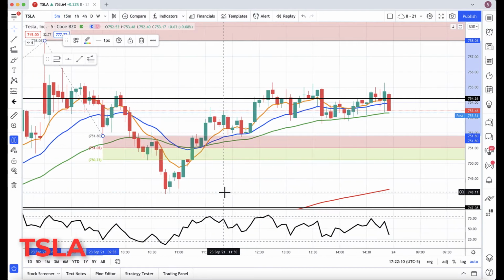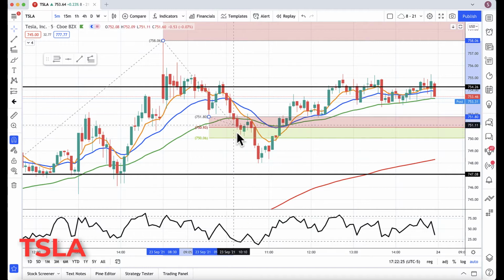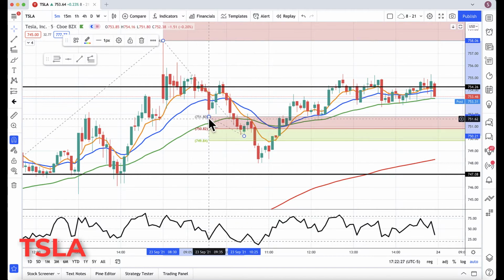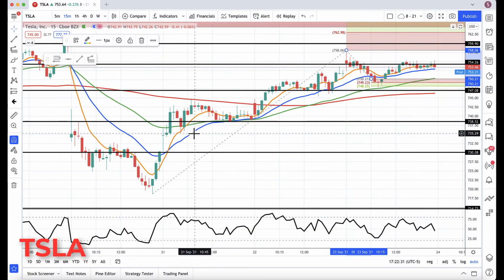That gave us the 750.23 area, coming down there. I'm just going to focus on the major levels for the most part. 750. What was low? 750.21. This then gave us another pause. So at least on the 5 minute, you can check it on the 15 minute.